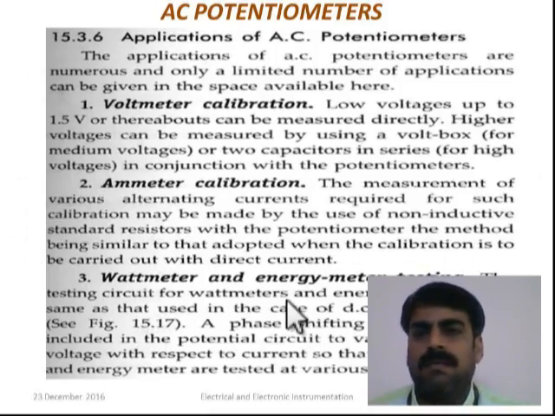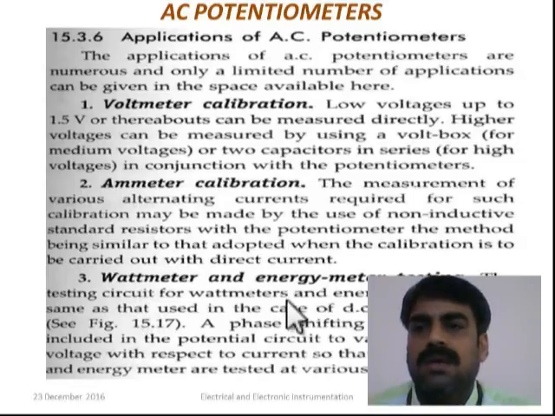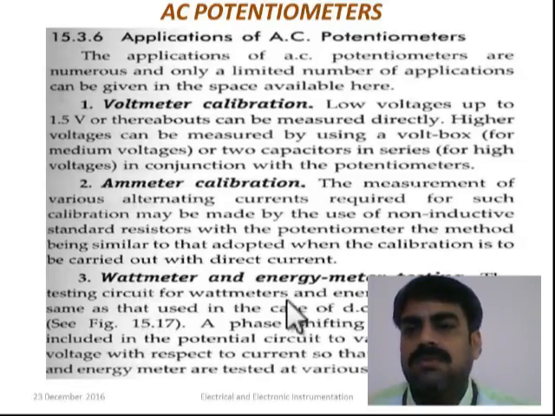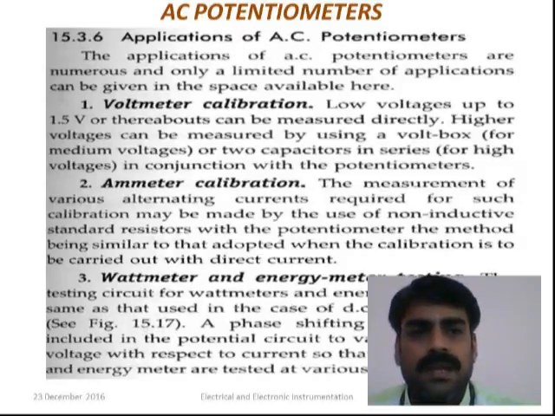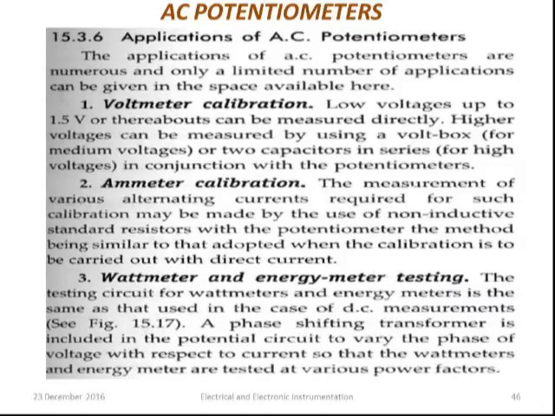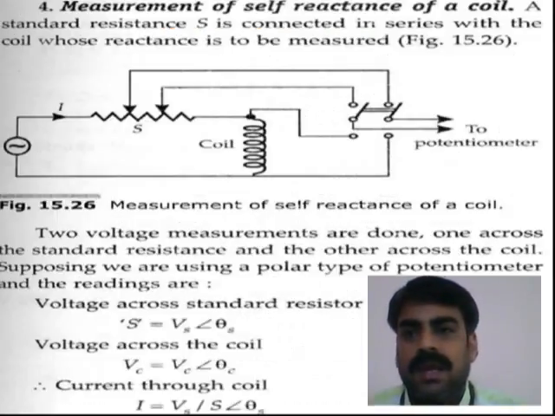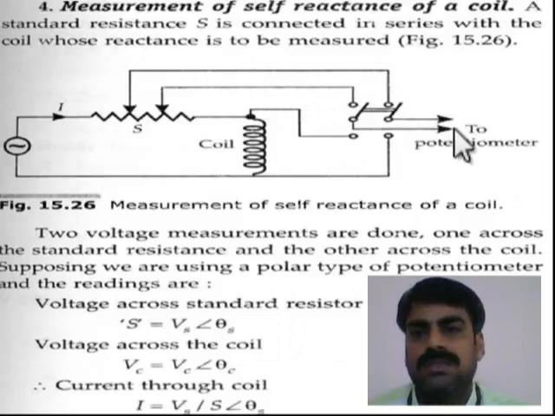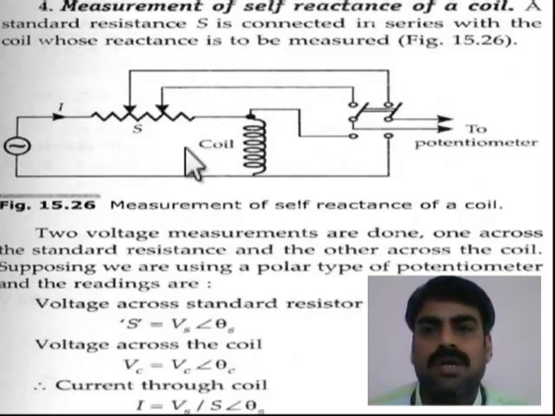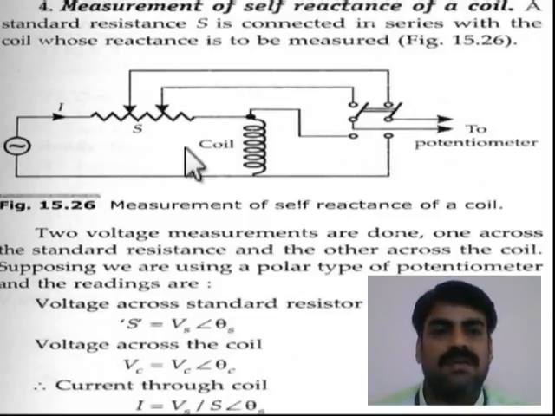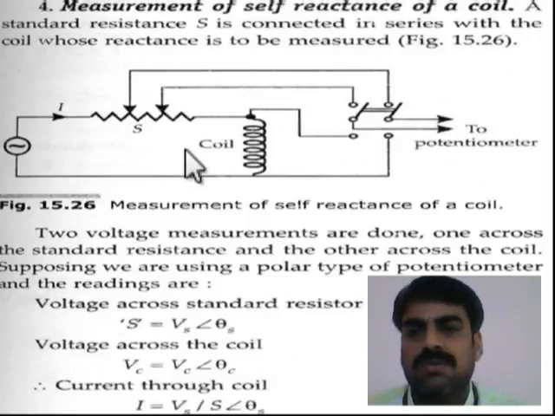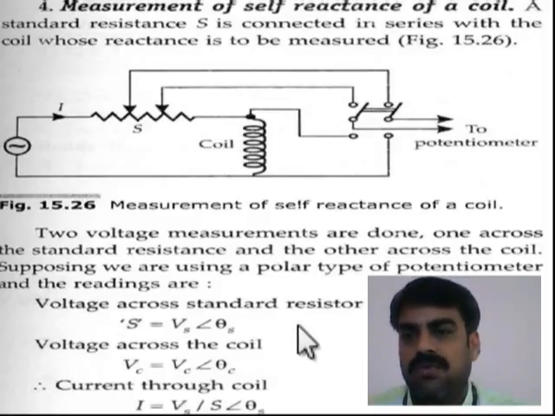And what are the major applications of AC potentiometer? Like the DC potentiometer, this can be used to calibrate voltmeters and ammeters, and another application is to test wattmeters and energy meters, and even this can be used to measure the self reactance of a coil. So let us see how this can be used to measure self reactance, because the other applications we have discussed in the DC potentiometer itself, so we are concentrating only on the fourth application.